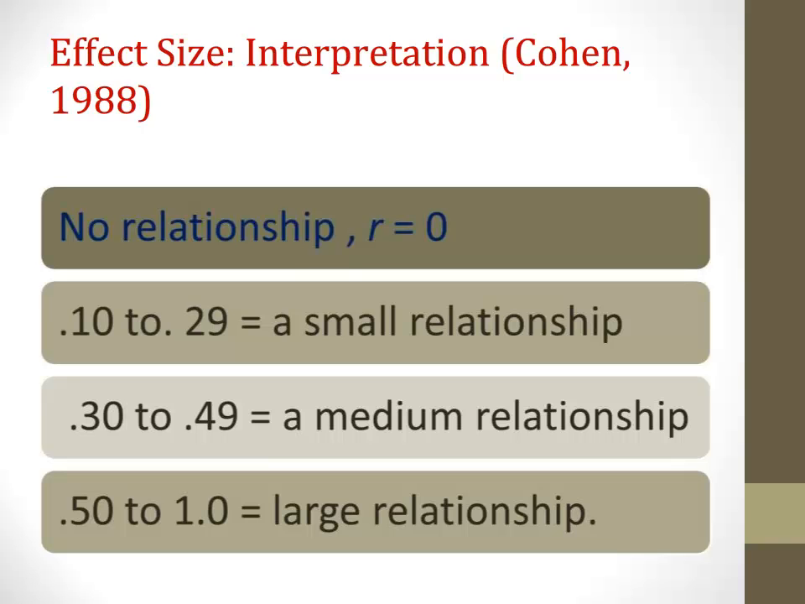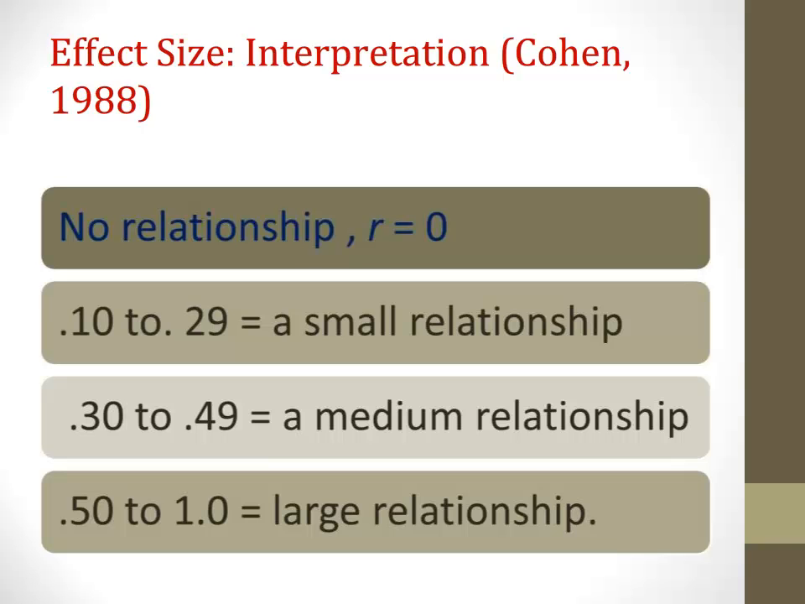So let's say, for example, we wanted to know the relationship between personality and behaviors. And we find a statistically significant relationship between these 2 variables. And we find that the Pearson's r is 0.3. Well, based on Cohen's convention, we could say that we have a moderate or medium effect size.